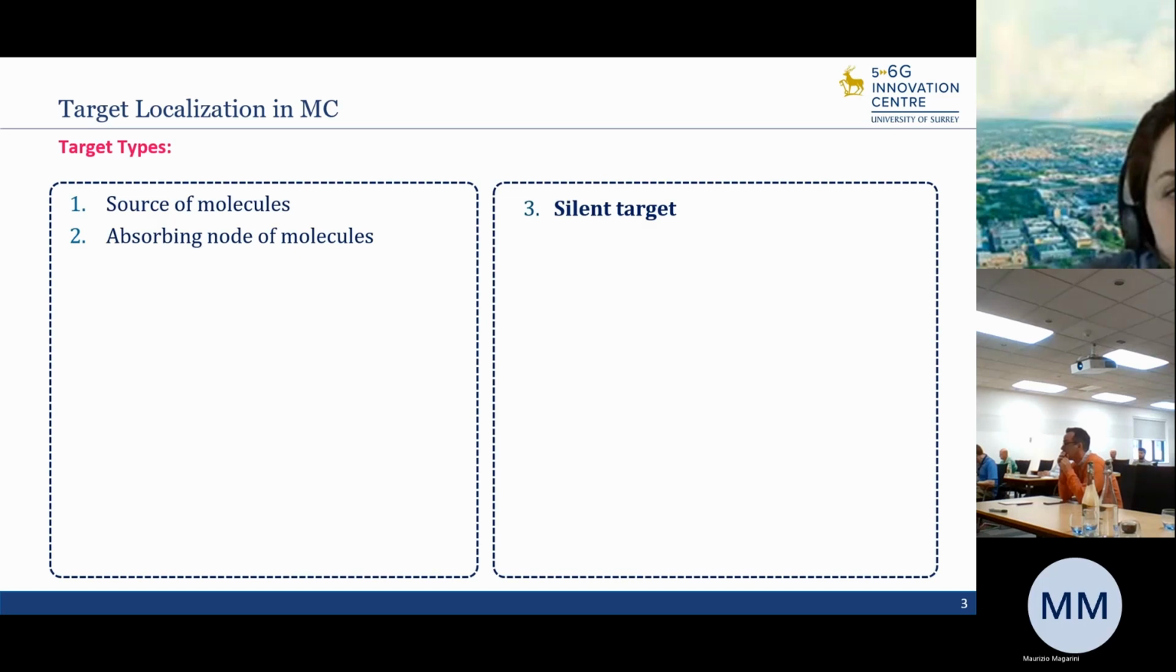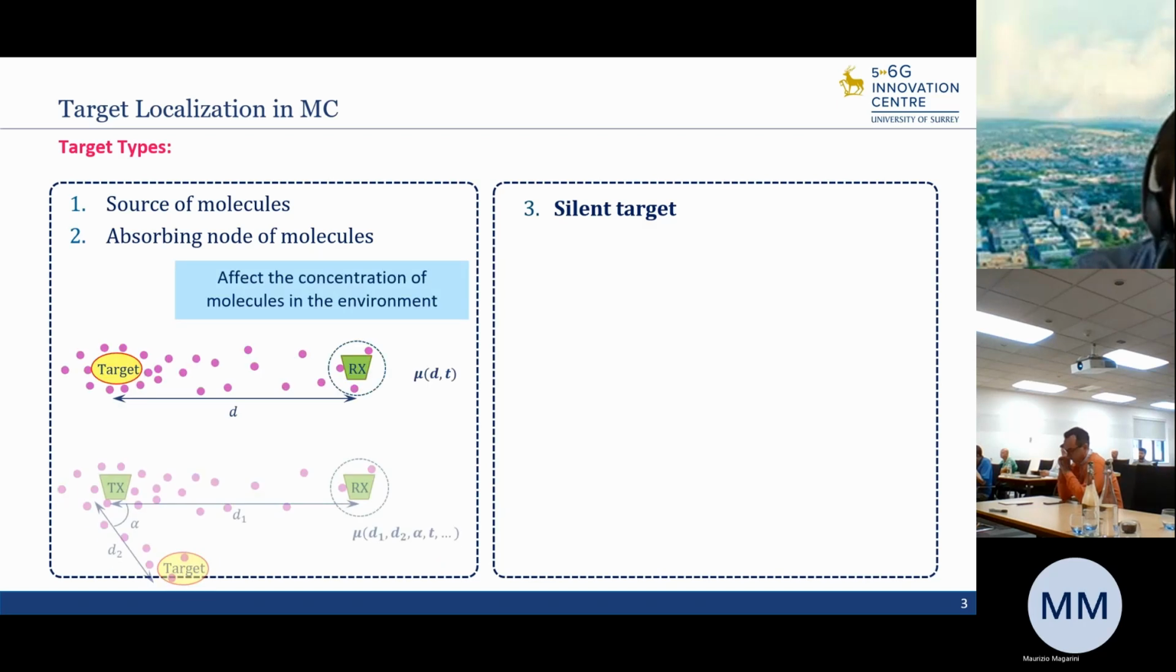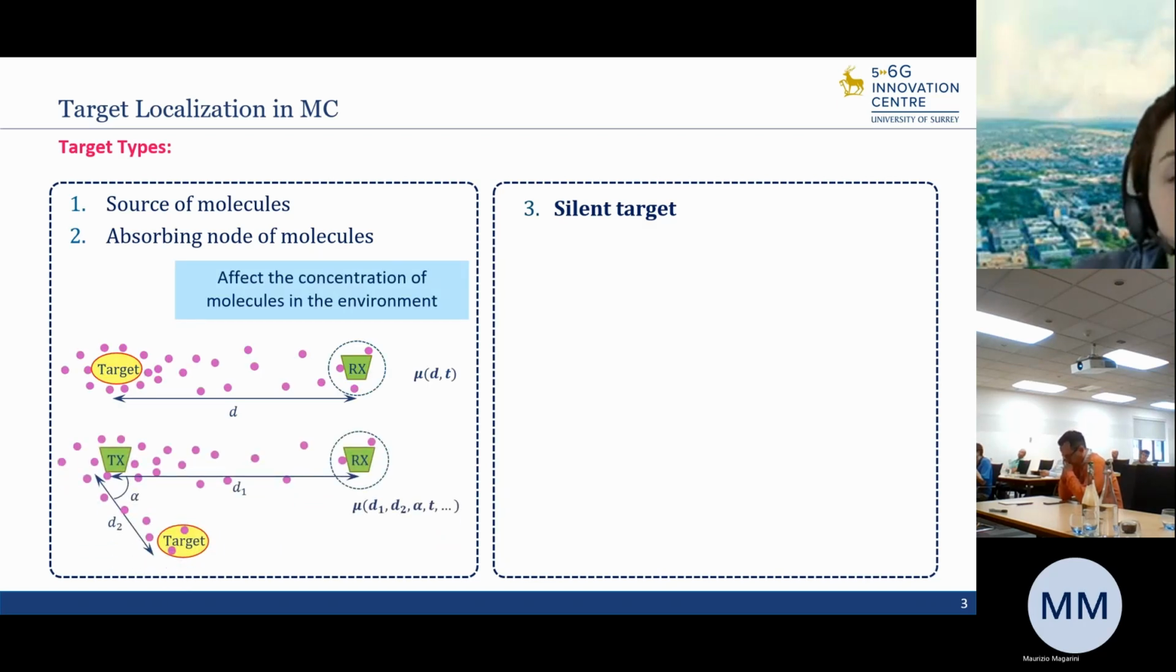Target localization works in molecular communication can be categorized into three main categories based on the target type. The target can be either a source of molecules that releases molecules, an absorbing node of molecules, or a silent target. That's the focus of this work, and I will describe it later. In the first two scenarios, the target changes the concentration of the molecules in the environment, and we have a receiver that tries to detect that change, and based on the measured change, it decides the location of the target.